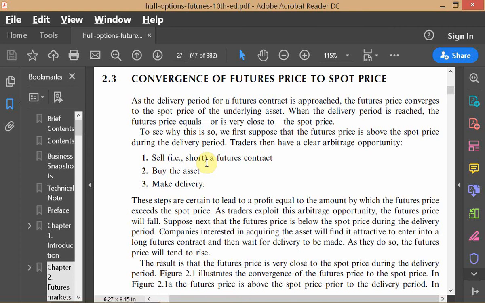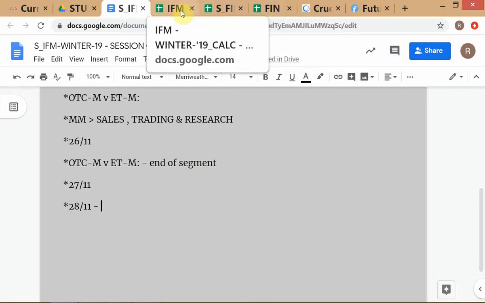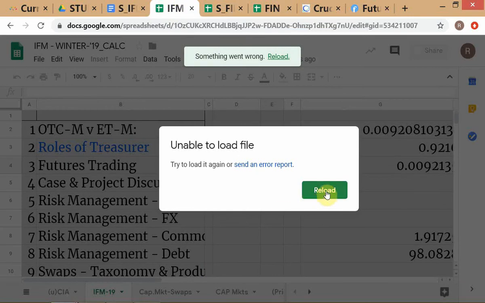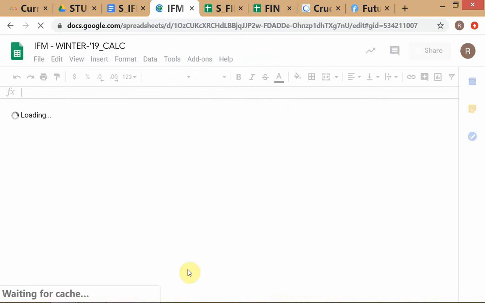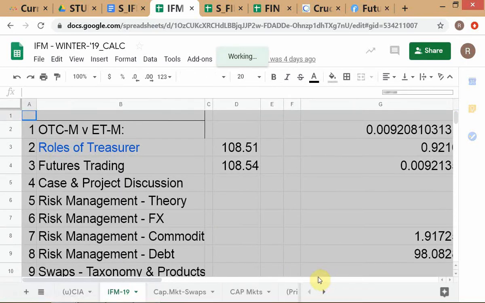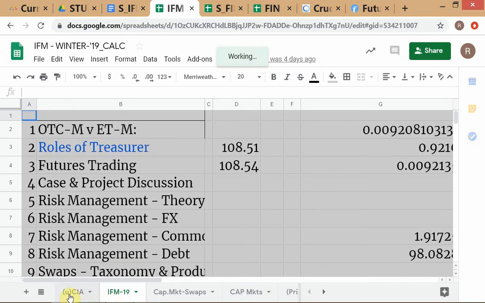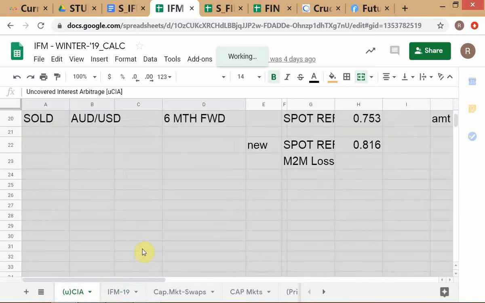So eventually what will happen when you have this is that, maybe we should just do this and then we can cover arbitrage. Okay, so let's have this in this sheet itself a little bit lower down, okay?